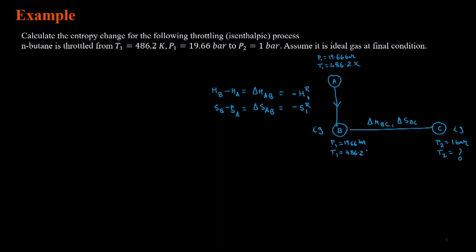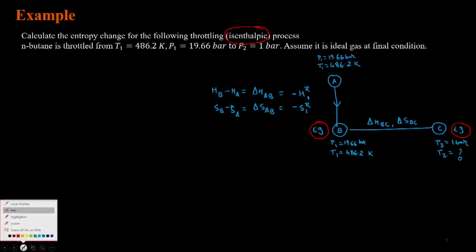And to be able to do that, what we will do is use the information given to us about the process. So let's highlight a few key things here, right? This is an ideal gas-like condition. And we are also given that the whole process itself is isenthalpic.